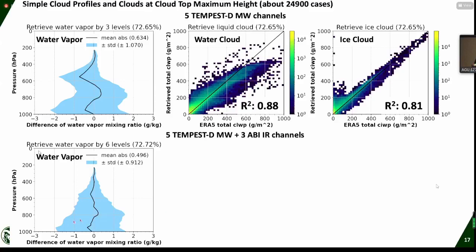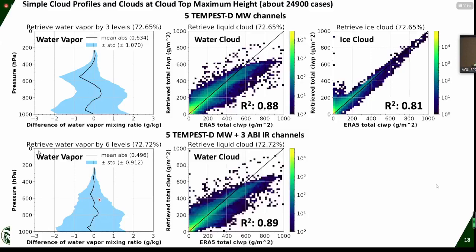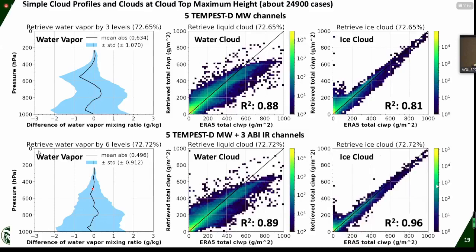As we can see, the retrieved water vapor is significantly improved, with less zigzag, and the bias is very close to 0. The next figure is the result for water clouds. The results are about the same as before using IR channels. But ice cloud is getting much better. The R-squared value increased from 0.8 to 0.96.